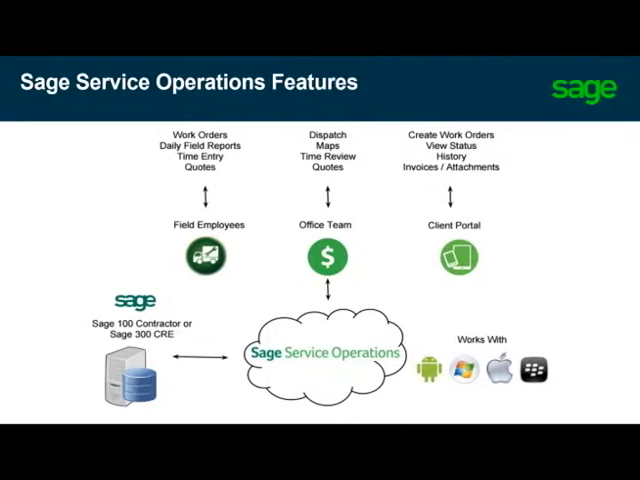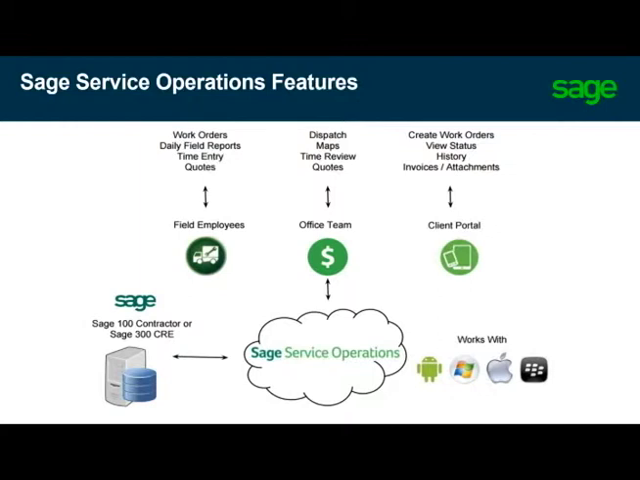And just wanted to go over the architecture just to give an idea of some context here. The Sage Service Operations is a browser-based solution. It resides in the cloud and interfaces directly with your Sage 100 Contractor. In the bottom left, we have your Sage 100 Contractor solution. It's installed in your back office. And this is still going to be used to process all your billings, your payroll, and your accounting.